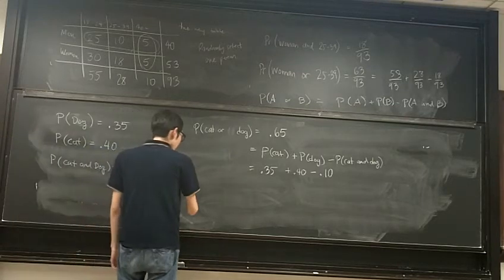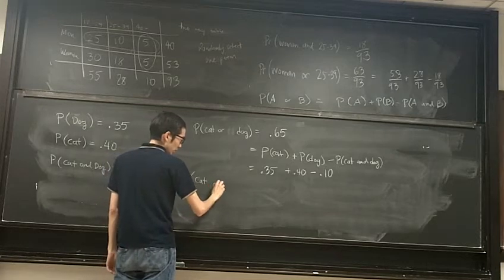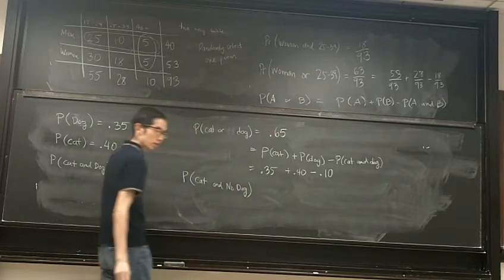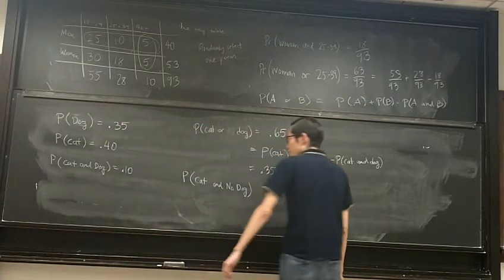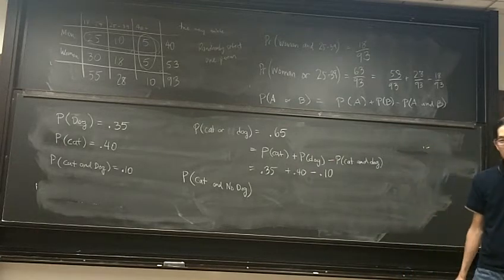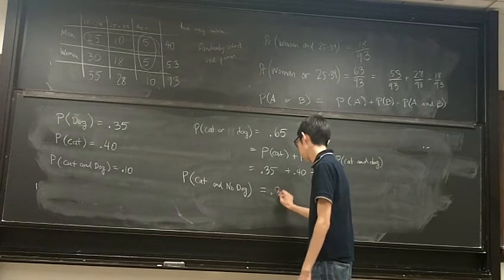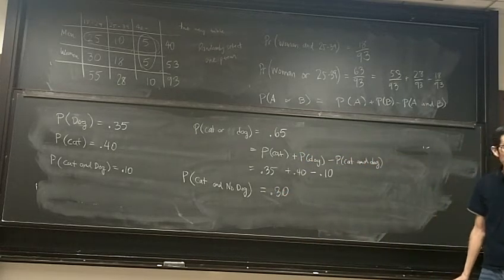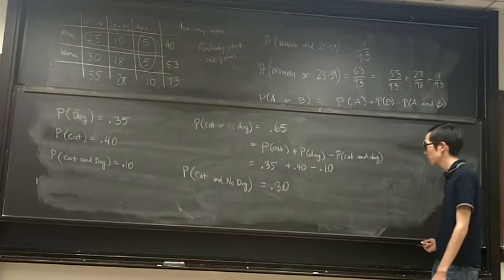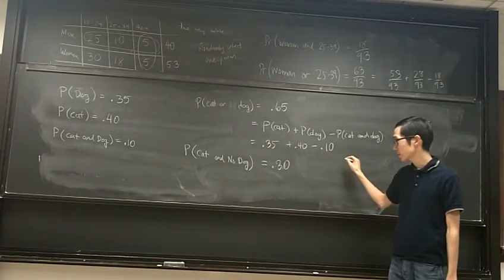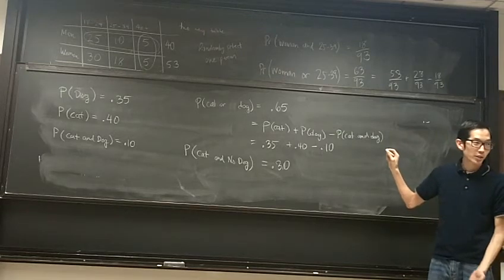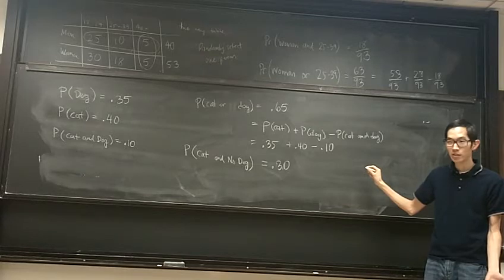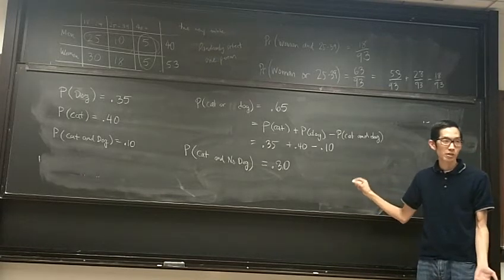Okay. What's the probability that someone has a cat and no dog? 30%. How do we know this? 40 minus 10. 40% minus 10%, okay? Just imagine, how much of the world owns cats? 40%. How many of those also own dogs? 10%. So that means how many people have cats but no dogs?